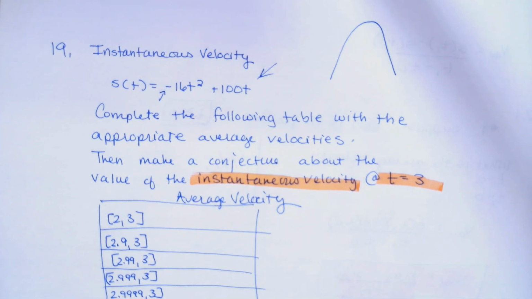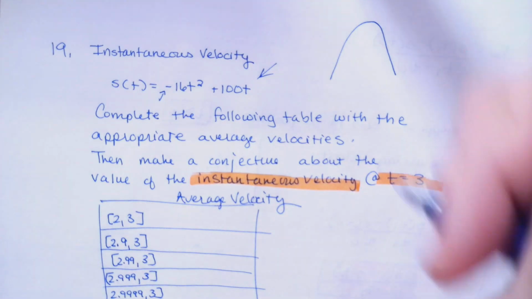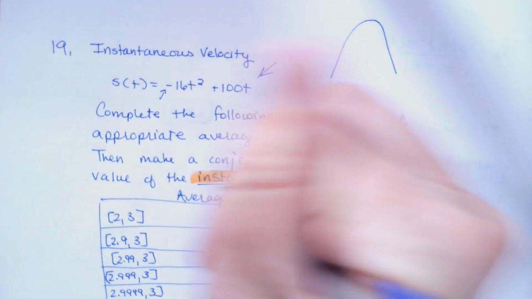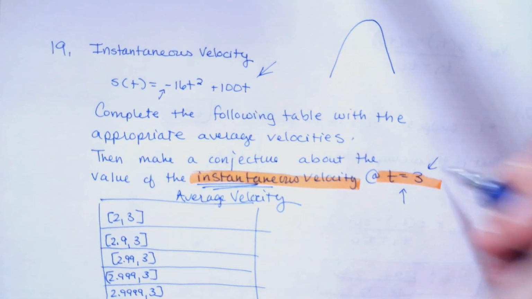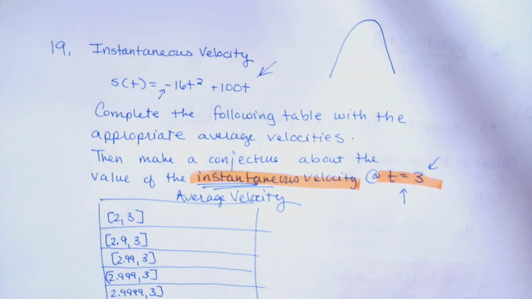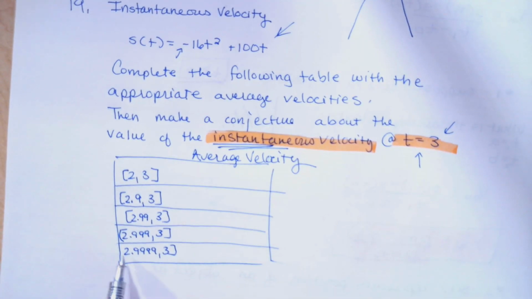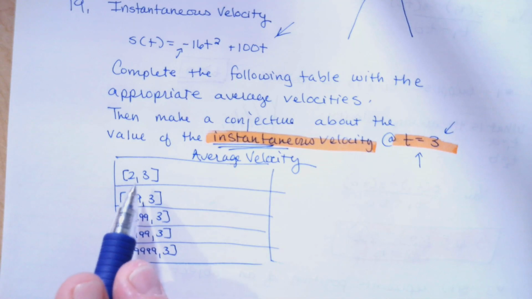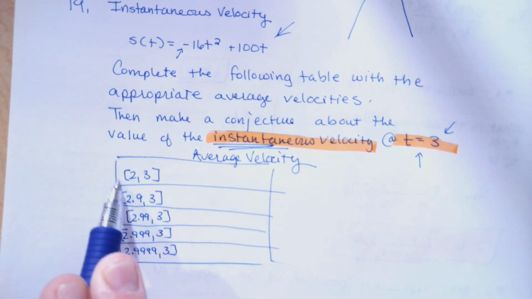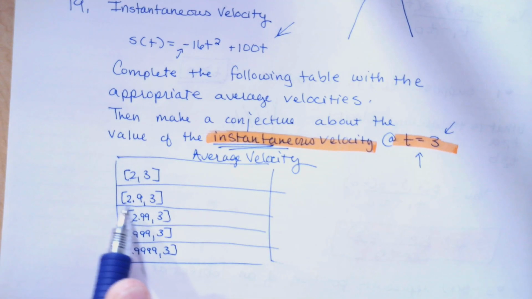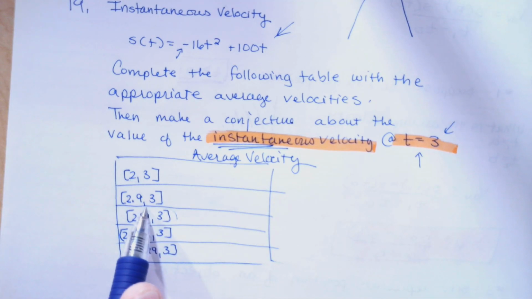Okay, and so we're interested in the actual instantaneous velocity at time equals 3. But we don't know how to do that yet. That's why we're in Calc 1. So instead, we're going to take the average velocity and make the interval we're taking it over smaller and smaller. Here the interval size is 1. Here the interval size is 0.1. Here the interval size is 0.01.